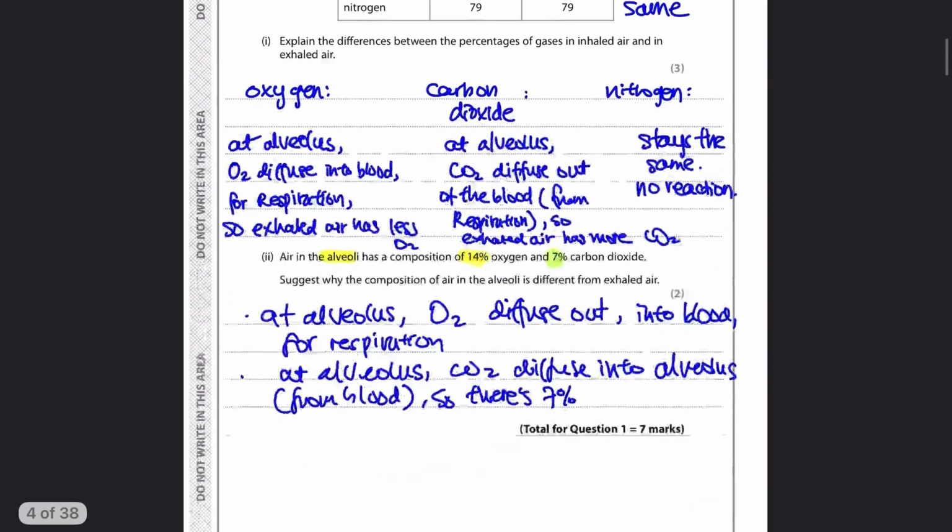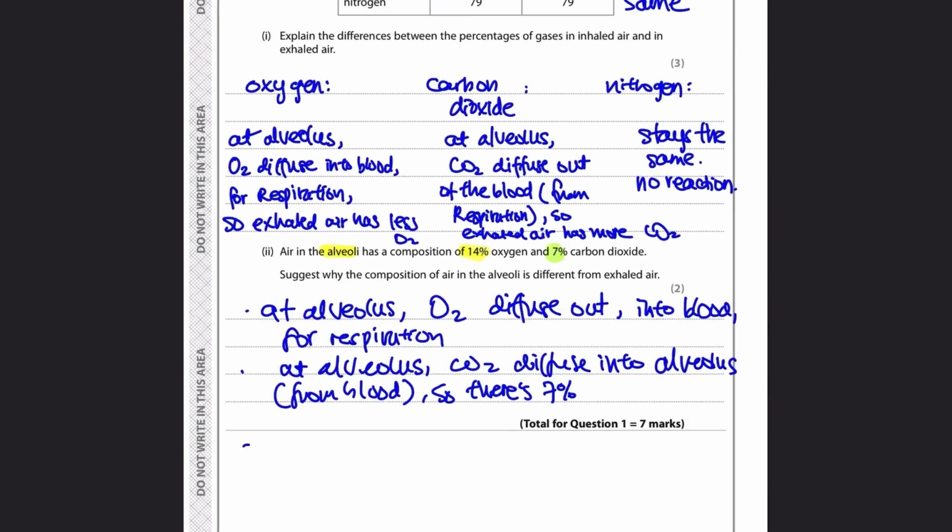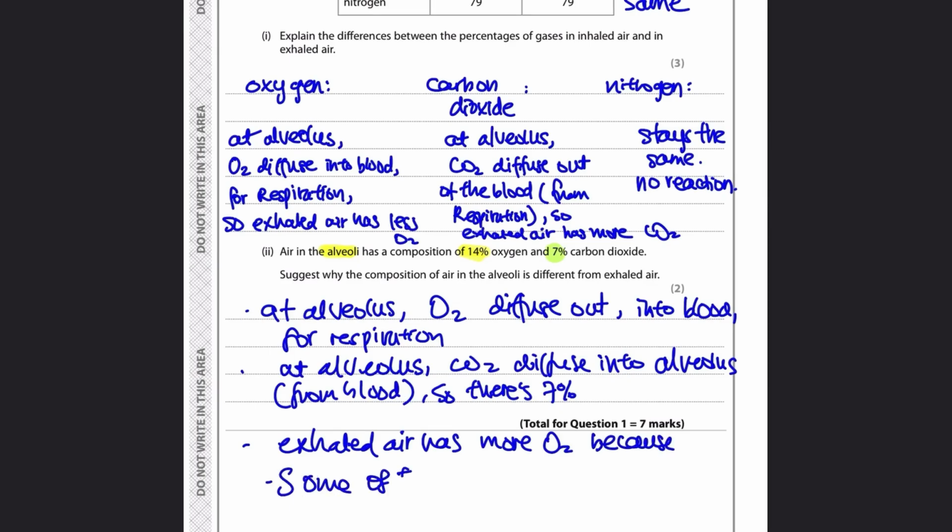And that's why in exhaled air, you actually have a little bit more oxygen. You have 16%. So you can say here that exhaled air has more oxygen because some of the inhaled oxygen got breathed back out.